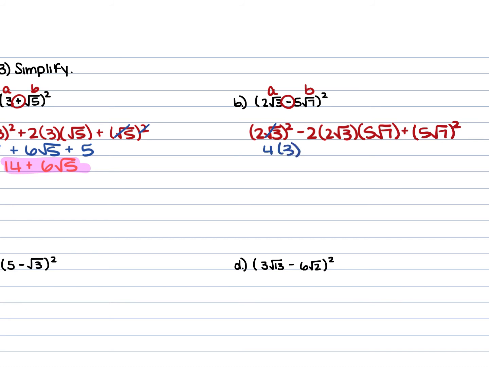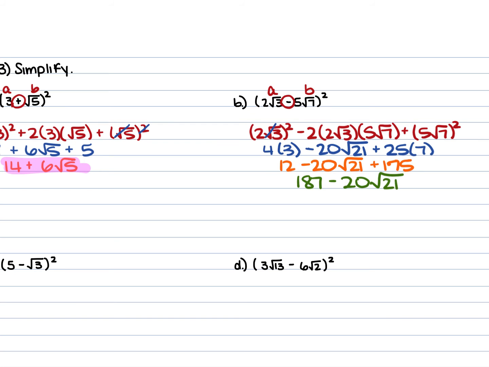The negative 2 times 2 square root 3 is negative 4 square root 3 times 5 square root 7 is going to give us a negative 20 square root 21. And 5 square root 7 squared gives us 25 times 7. The 4 times 3 gives us 12, minus 20 square root 21. The 25 times 7 gives us 175. We combine our like terms, which is the 12 and the 175, to get 187 minus 20 square root 21.